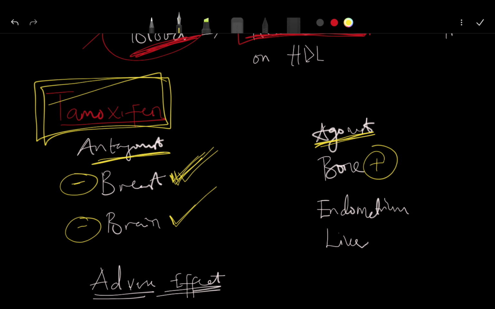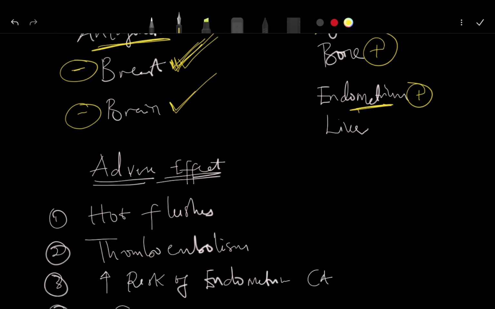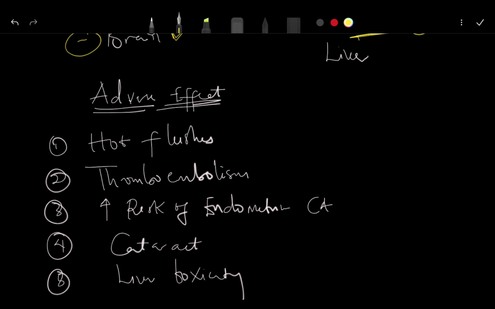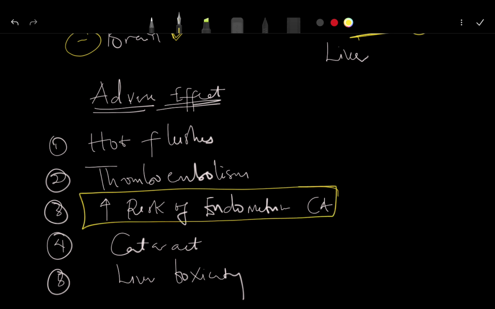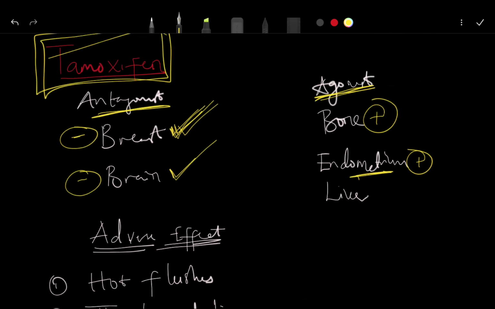In like manner, this tamoxifen also stimulates the endometrium, meaning it acts as an agonist in the endometrium. So this one is bad for us. That's why, as part of the adverse effects of tamoxifen, it can cause increased risk of endometrial CA. You can see it here. So for tamoxifen, there is increased risk of what? Endometrial CA. That is one big thing you should take note of there.